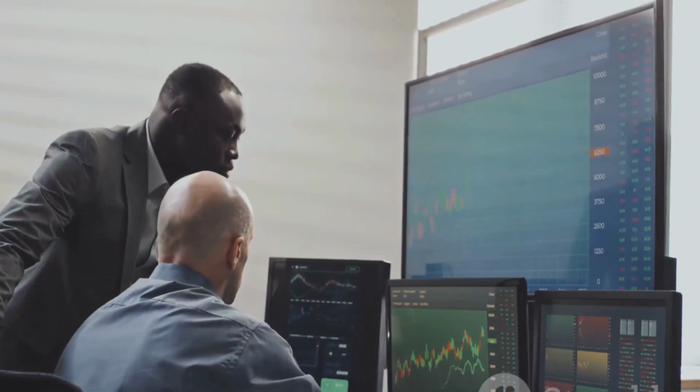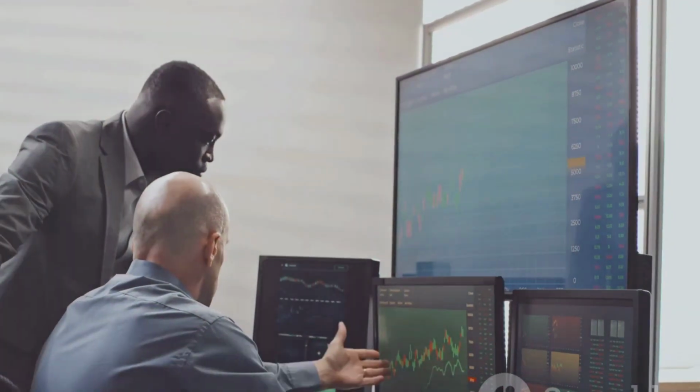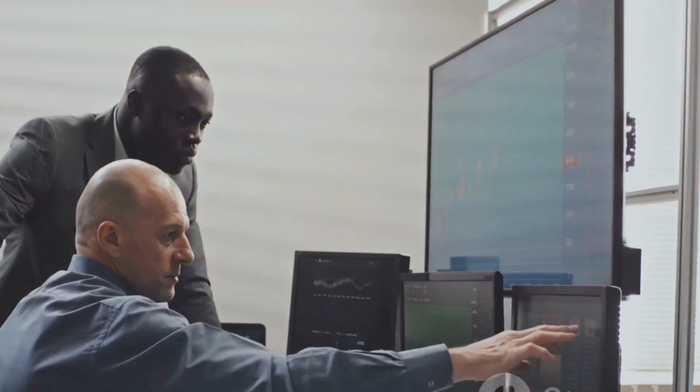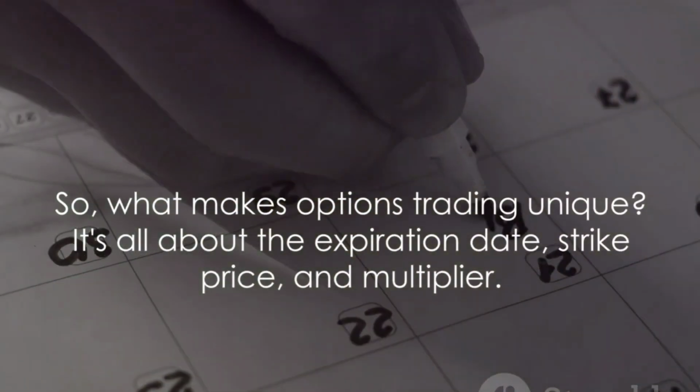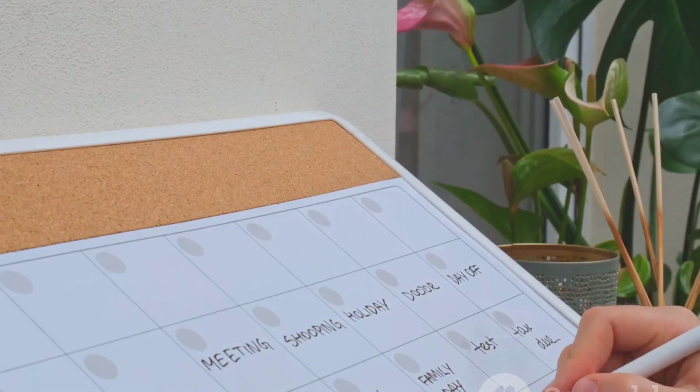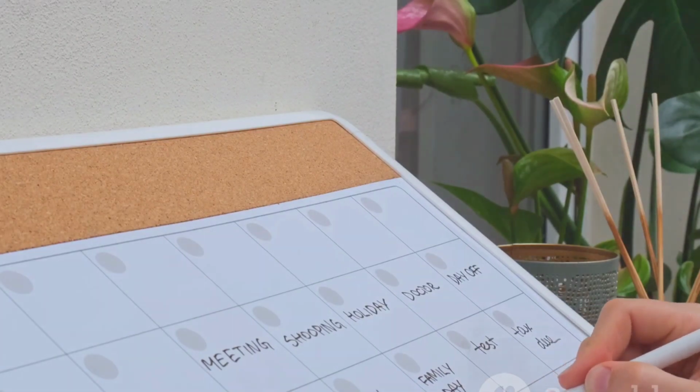Now that we've laid the groundwork, we can dive into the three key characteristics of options trading: expiration date, strike price, and a little something called a multiplier. So what makes options trading unique? It's all about the expiration date, strike price, and multiplier. Let's start with the expiration date.